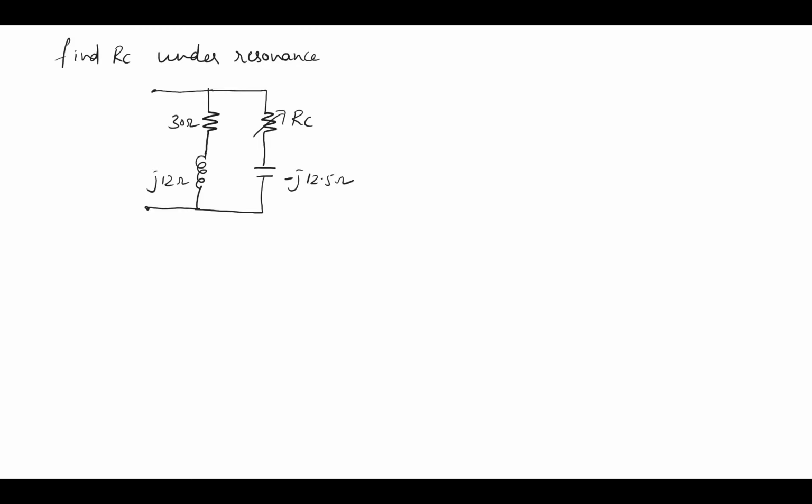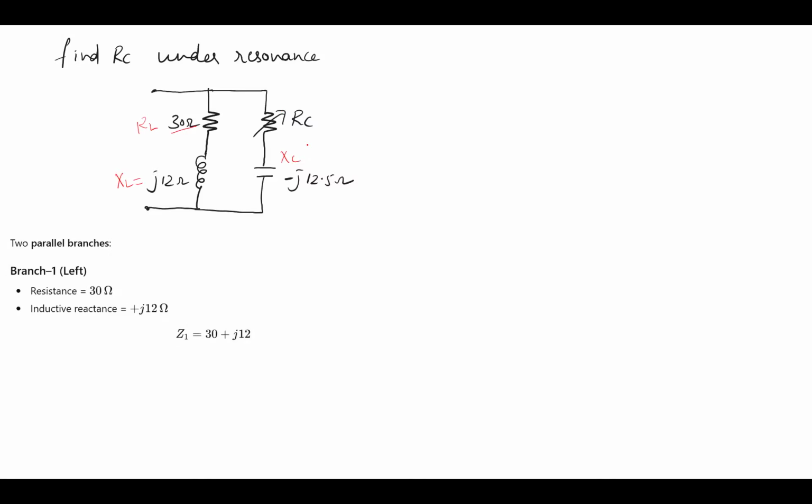In this video, let us solve a problem on a parallel RLC circuit to find the unknown resistor which is connected in series to the capacitance. Here they are given the value of the resistor connected in series to the inductor, that is, the RL value is 30 ohm. They are given RL, XL, and they are given RC and XC.